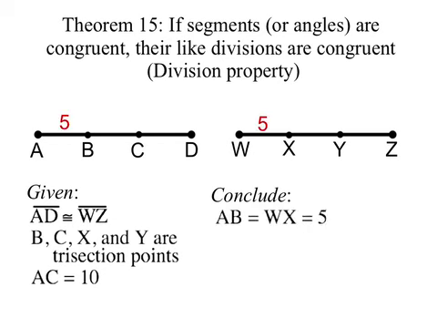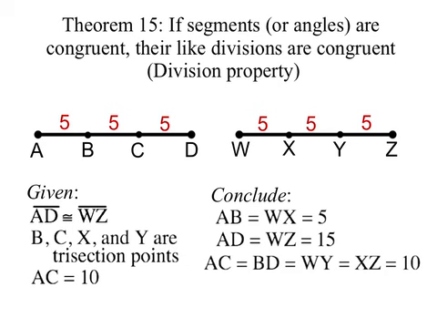And now we'll do a problem where we're given an additional statement that AC is equal to 10. Among the conclusions we can make are that AB and WX are both 5, and if they're both 5, then the rest of those segments are also 5, as shown. The entire segments, AD and WZ, they're each 15. And we were given that AC is 10. AC is equal to BC, so it's also 10, along with WY and XZ, 4 segments that are 10 units long.